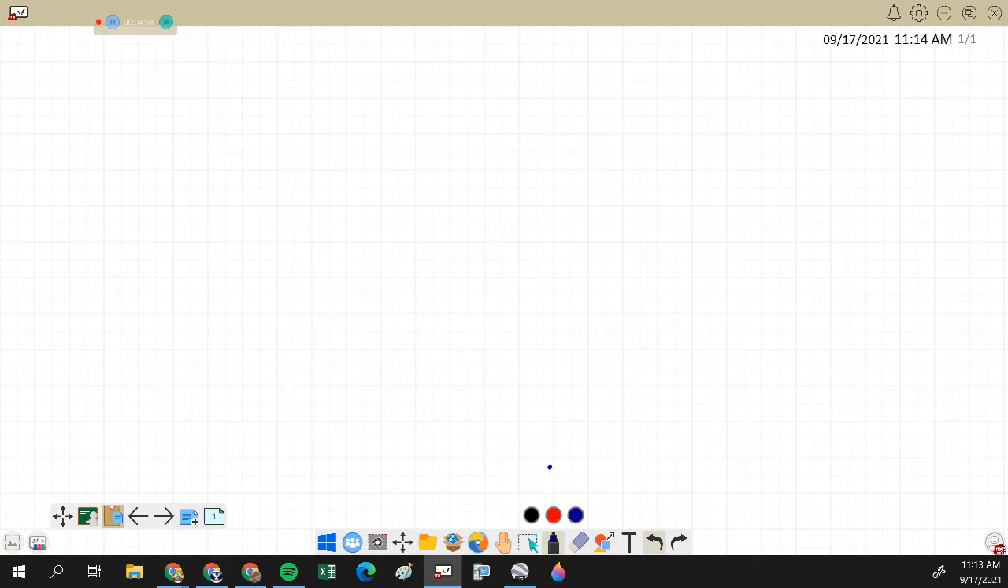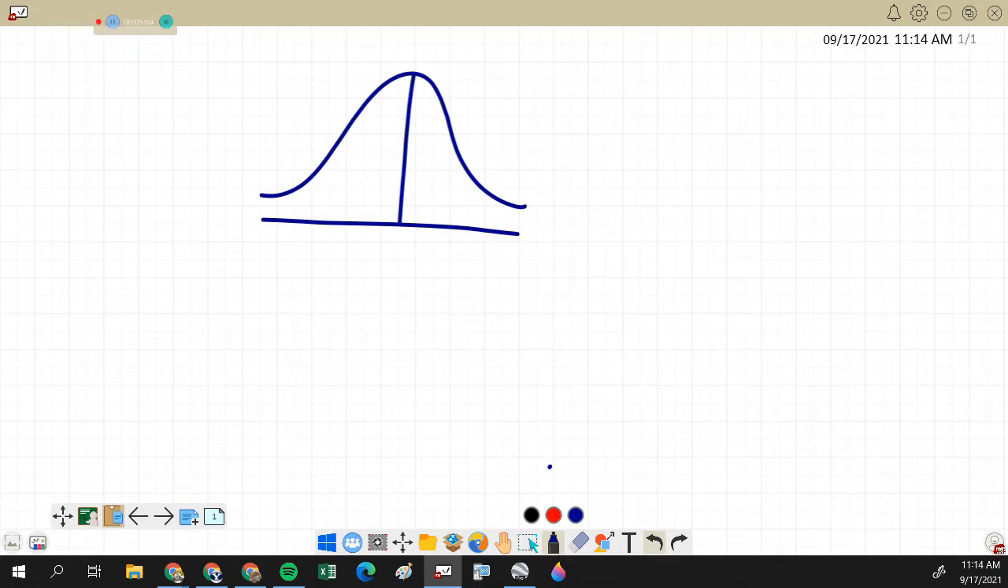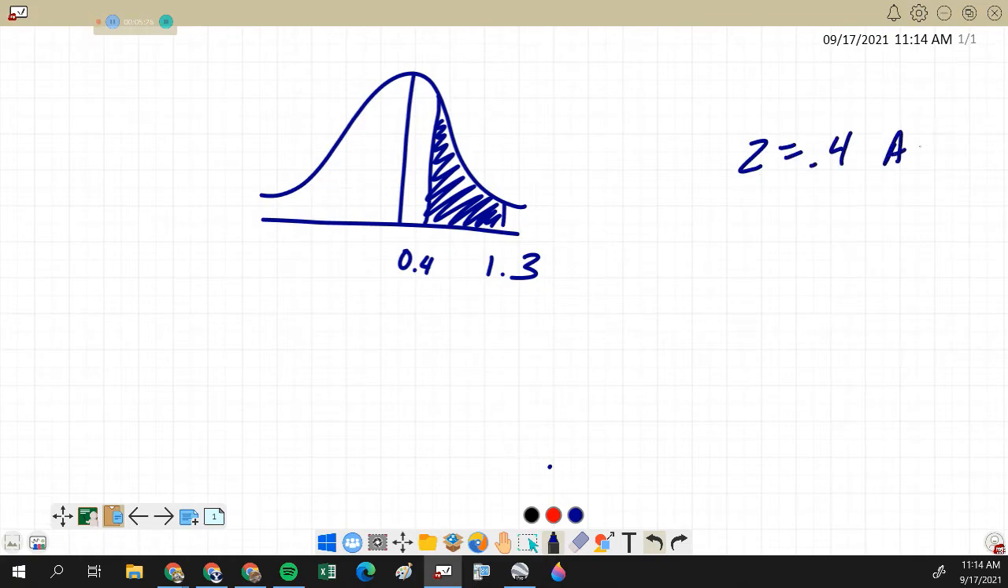Number 1, D. Okay, this one's a little bit tricky. How much is there between 0.4 and 1.3? So how much area resides in here? Well, let's look up 0.4. When z equals 0.4, the area is equal to 31.1. And when z equals 1.3, the area is equal to 80.6.